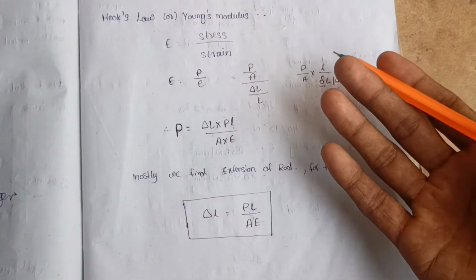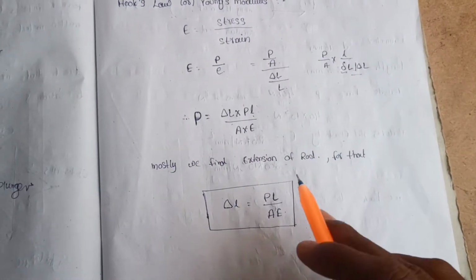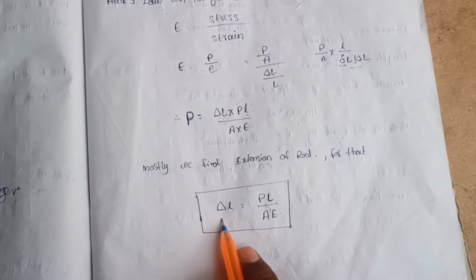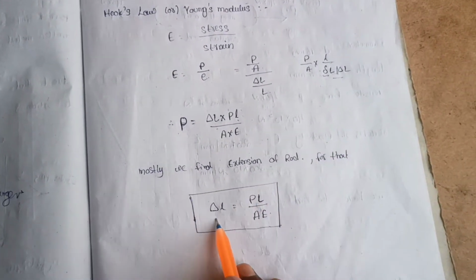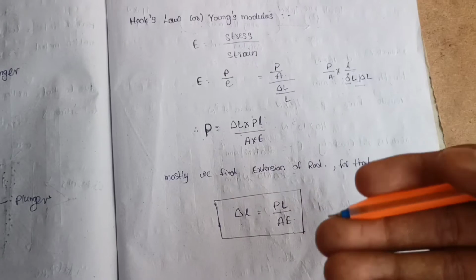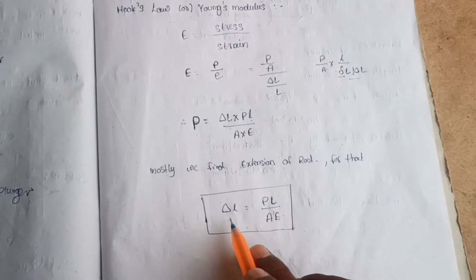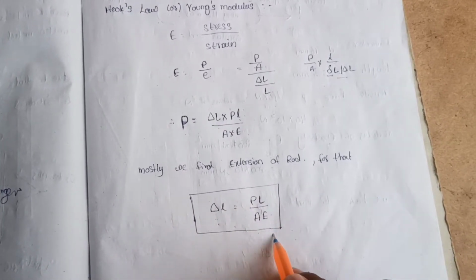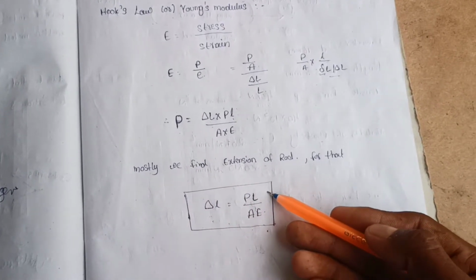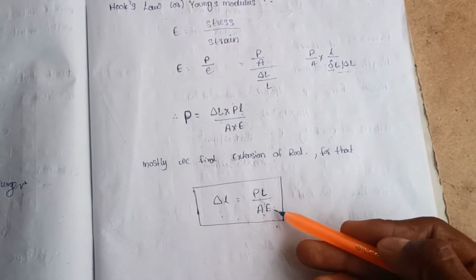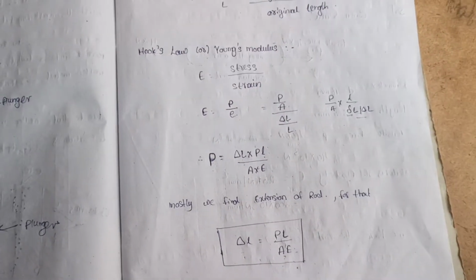Next, if you want to find delta L, how much extension of a bar has taken place, we can rewrite the formula like this. Delta L is equal to PL by AE. Mostly we use this in this topic, to find the extension. So delta L is equal to PL by A into E. P means load or tensile force, whatever the force. L means original length. A means area, E means Young's modulus. This is the simple formula we use while solving the problems.